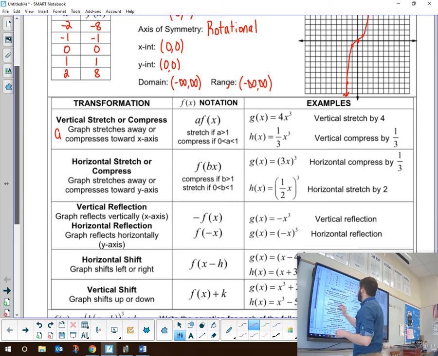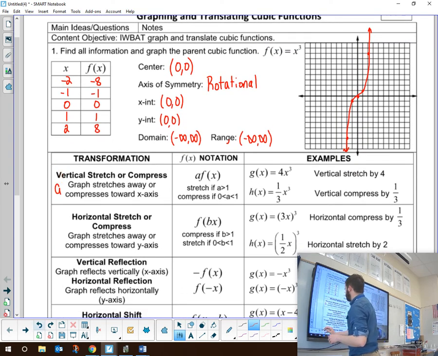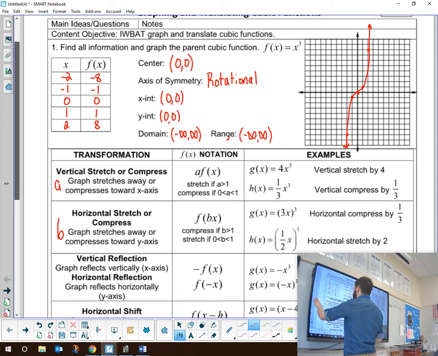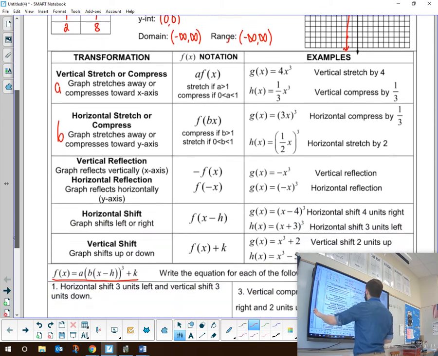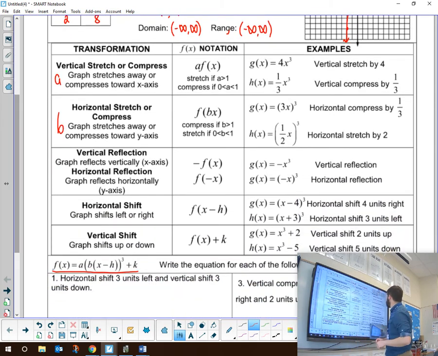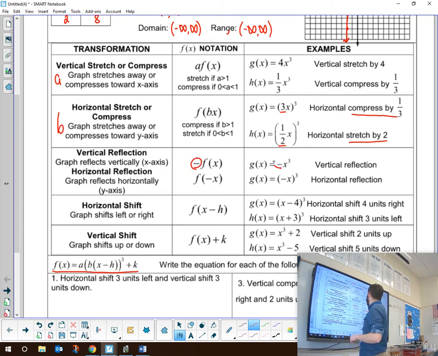All right, B controls my horizontal stretch or compress, and it is backwards. So to have a stretch by 2, we would have a fraction, okay? And if it was a compress by a third, that would be a whole number. So B is backwards. Inside the square, inside the cube, inside with the x, it's backwards. Okay, vertical reflection. That's whenever I have an A that's negative. A horizontal reflection is whenever B is negative.